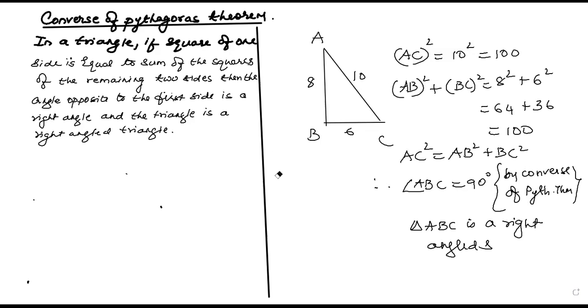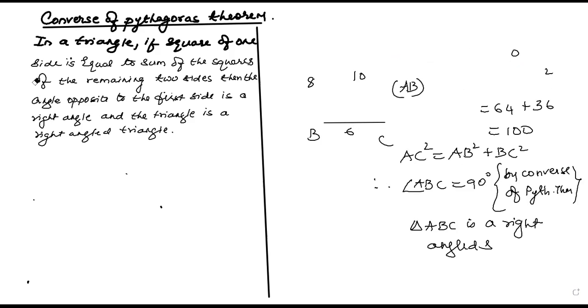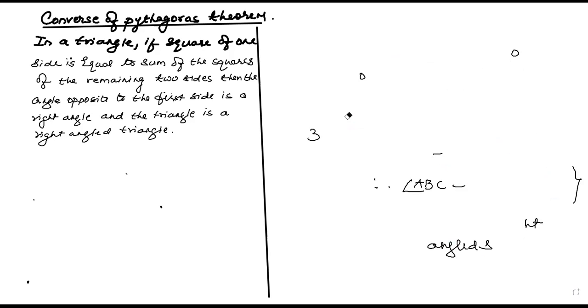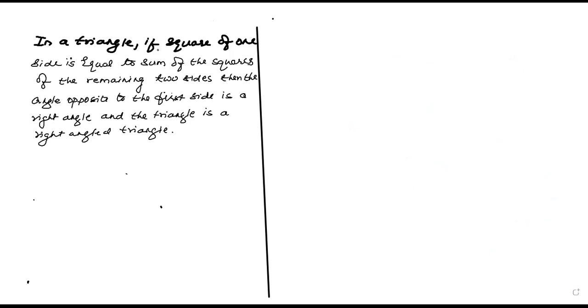Now, in your exam, they can ask you in the form of a question, okay? Like prove that in a triangle, if the square of one side is equal to the sum of the squares of the other two sides, then the triangle is a right angle triangle. Then the angle opposite to the first side is a right angle. They'll ask you to prove this, okay? They'll ask you in the form of a question. I'll not write it like a theorem of converse of Pythagoras theorem. I better change it to a question like this.